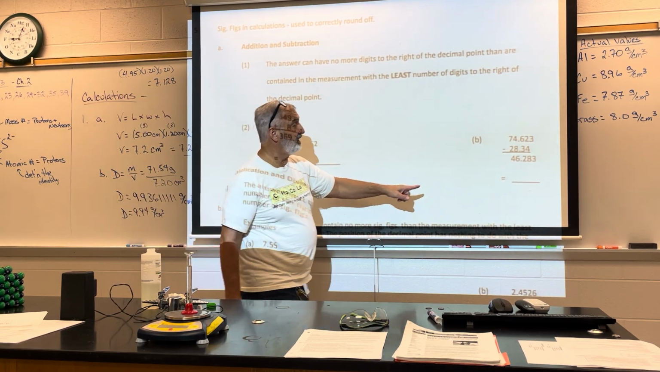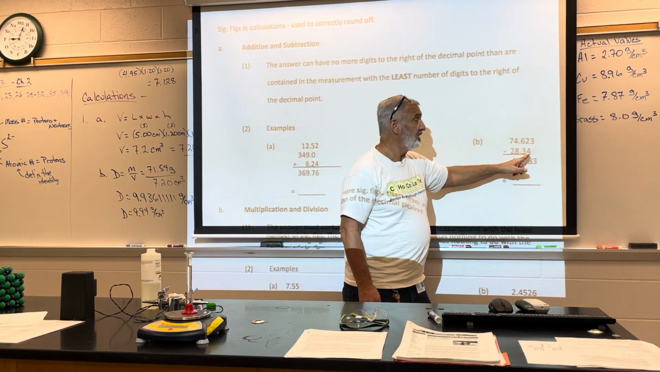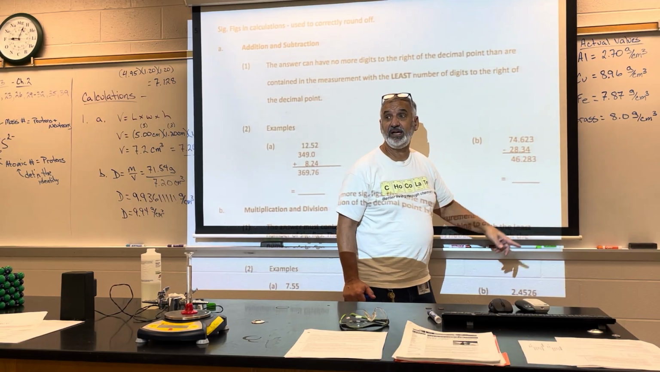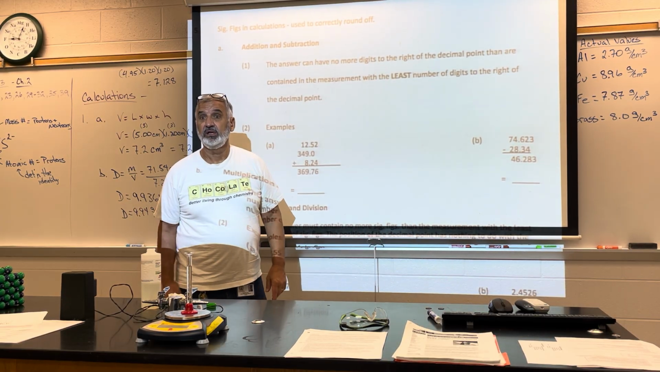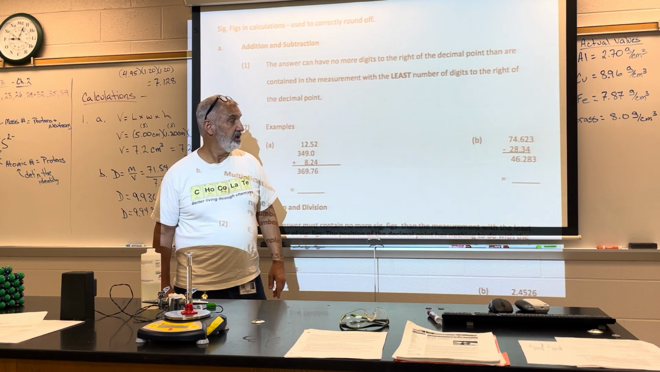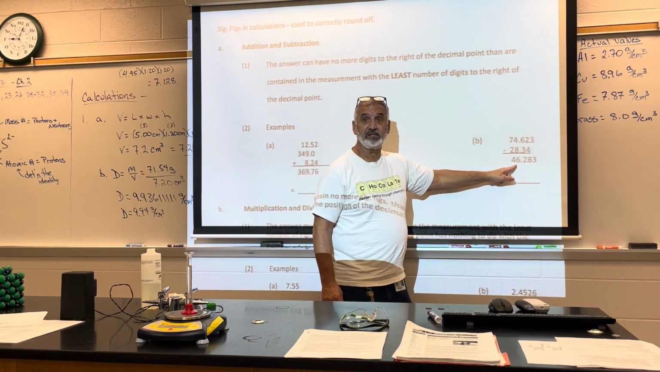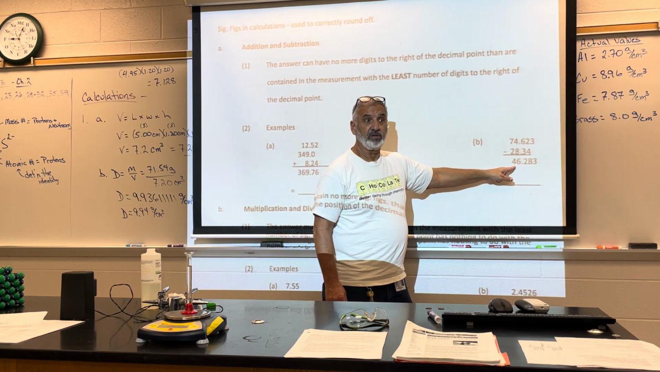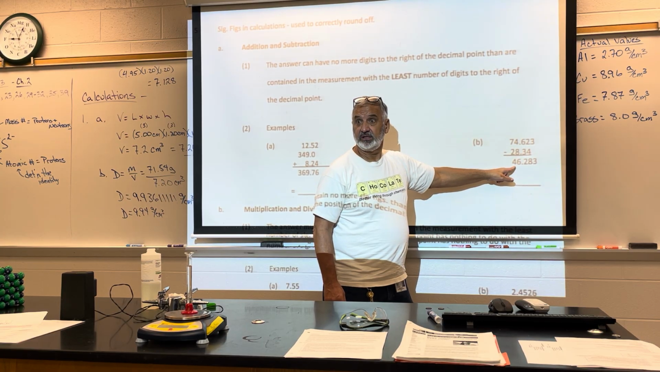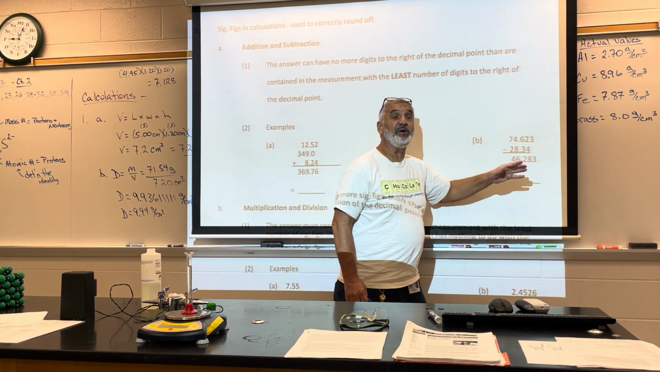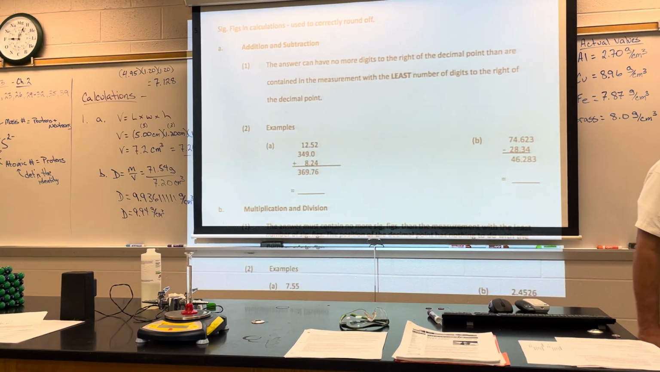So when you come over here, you have 3 decimal places and 2 decimal places. How many should my answer have? 2 decimal places, right? So what would this round to at 2 decimal places? 46.2. Did y'all hear that? Addition and subtraction is all about the decimal places. Multiplication and division is just total sig figs. 2 different sets of rules, and you have to know those rules.